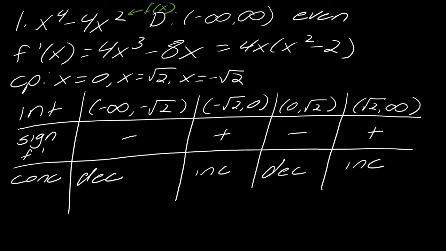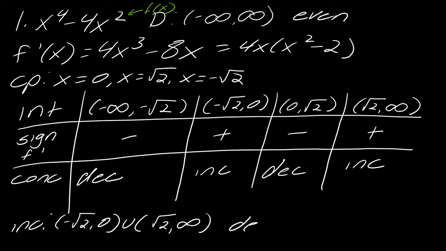Okay, so I'm going to note these intervals of increasing and decreasing. We are increasing from the negative square root of 2 to 0, and then again from the square root of 2 to infinity. We are decreasing from negative infinity to negative square root of 2, and from 0 to square root of 2. Okay, so I've taken care of my intervals of increasing and decreasing and my critical points. Now, judging from my table, I can also determine my extrema.